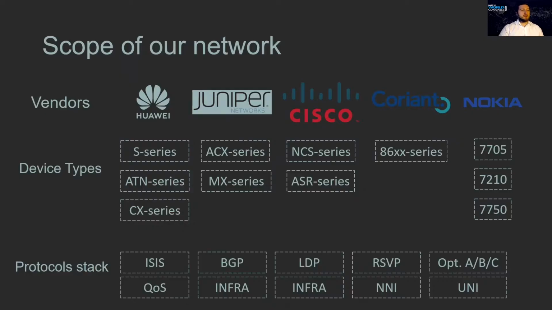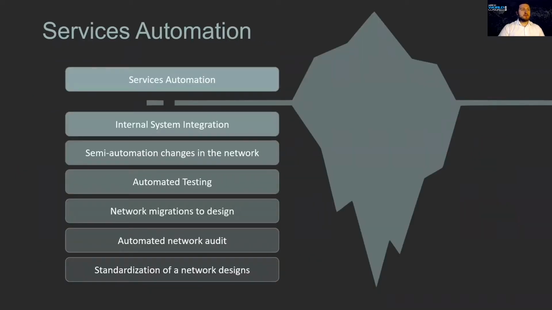Our network contains Huawei, Cisco, Juniper, Coriant, Nokia devices as its main device types. Also, we have a varied protocol stack. Our main goal is to implement service automation. By service, I mean the automation of business processes in order to provide customers with network connectivity, for example, connecting B2B customers. In order to implement service automation, we need to go through some stages.